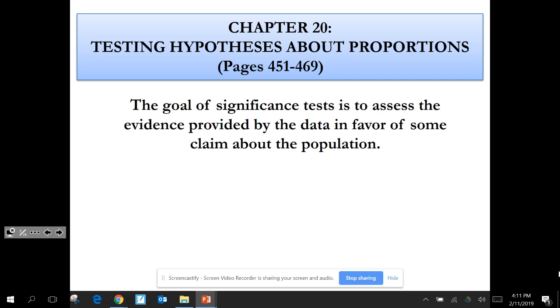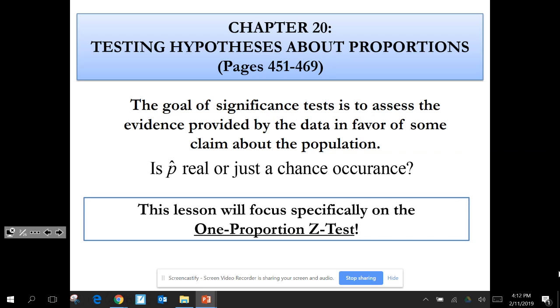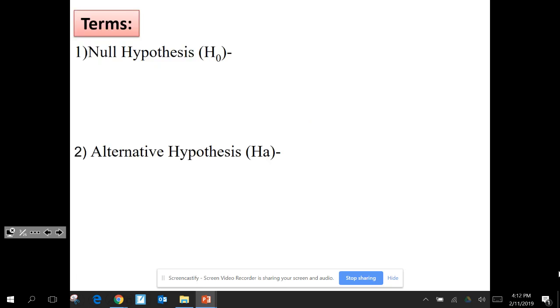The goal of these tests is to determine the evidence provided by some data, by a sample or an experiment in favor of a claim about the population. What that means is my p-hat, my sample proportion, is it real? Does it represent what the population has, or is this just random chance? Is it just sampling error? Now, our lesson is going to focus on the single proportion z-test, or the one sample proportion z-test.